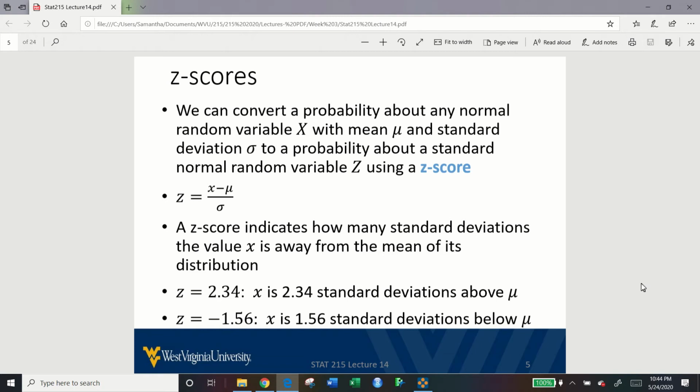We can convert a probability about any normal random variable x with mean mu and standard deviation sigma to a probability about a standard normal variable z using a z-score. A z-score is equal to x minus mu divided by sigma. What a z-score does is convert the normal distribution that you're currently working with into a standard normal distribution. This is particularly handy when we want to compare things that have different units, say time and feet.